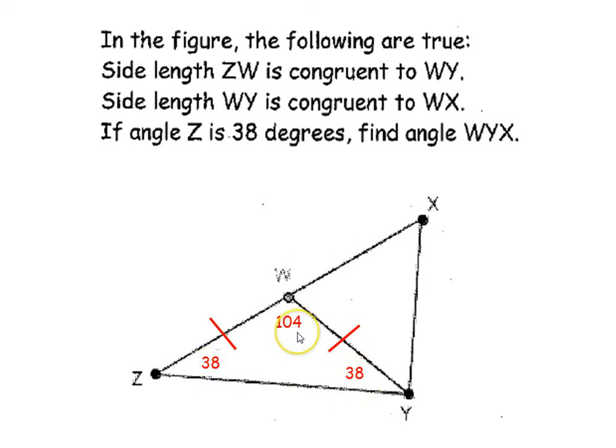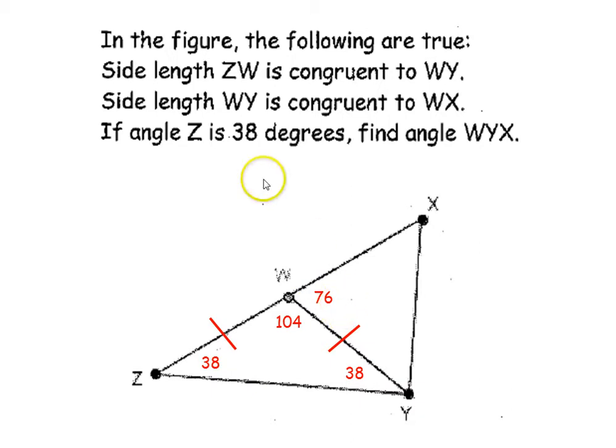If I know this is 104, I can find this angle, because these two angles right here, this angle that's 104 and this angle here, are a linear pair. They're along the same straight line. We can assume that this is a straight line here. So I can find this angle measure because this and this add up to 180. And if this is 104 here, this angle here must be 76.